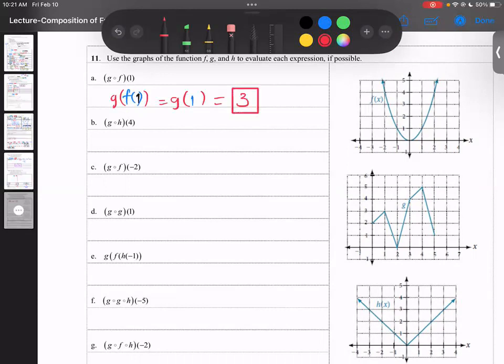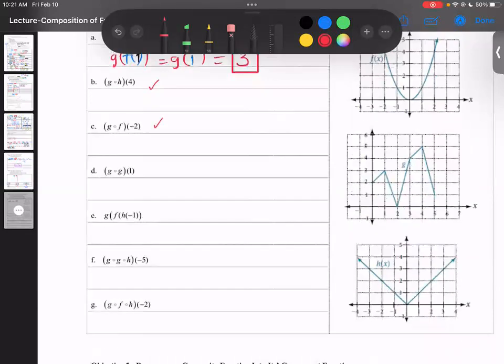I'll let you do B on your own, C on your own. Let's do D together. Oh, no, you try. Just do it at home. If you try, I'll write in purple. I always do. G composite G of 1. What is G of 1? 3. What is G of 3? 4. Not too bad.